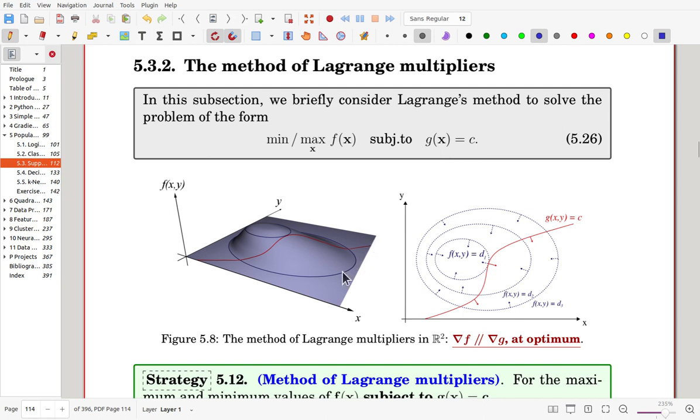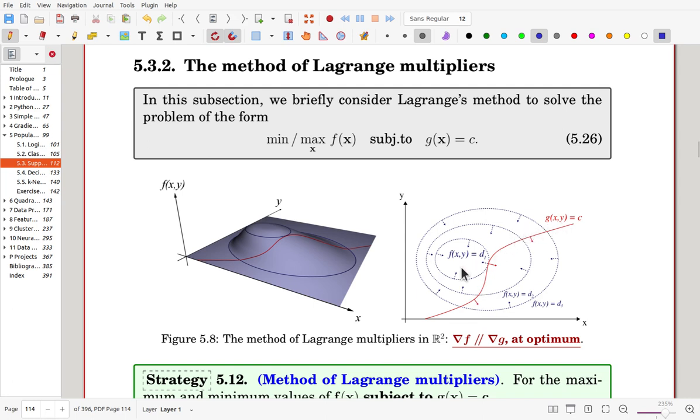Now, if we consider a typical example like this one, there is a maximum for f of x. Now, g of x equals c is a curve, as in this red curve. If we consider the level curve for f of x, then we can draw such a level curve along with the constraint.